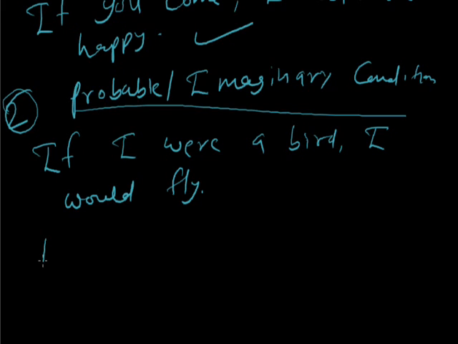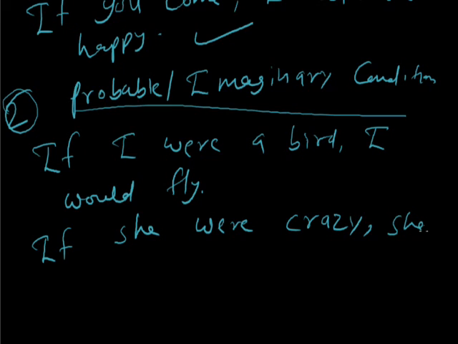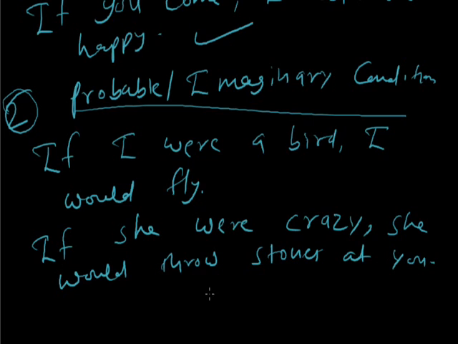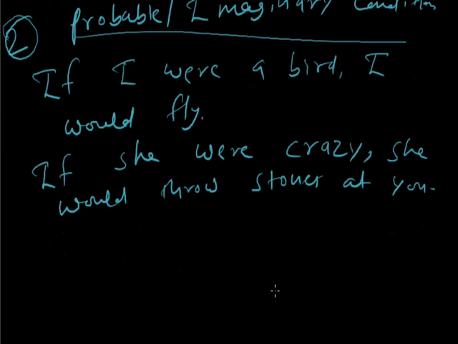Let's see another example. If she were crazy, she would throw stones at you. If she were crazy, she would throw stones at you, but she's neither crazy nor is she throwing stones at you. Is she? No, that's because she's not crazy. That's as easy as that.